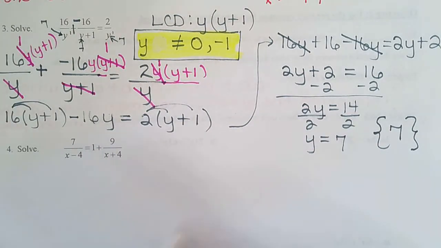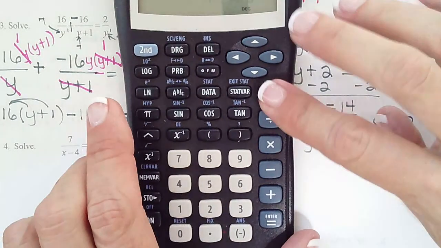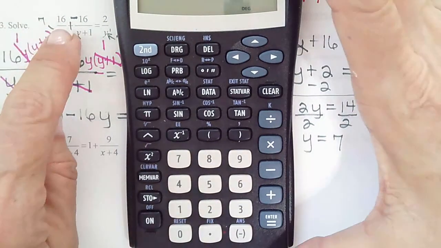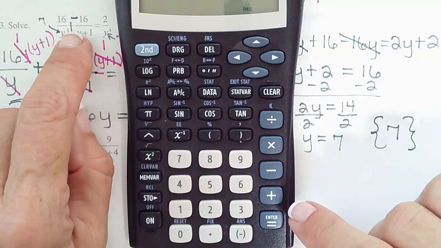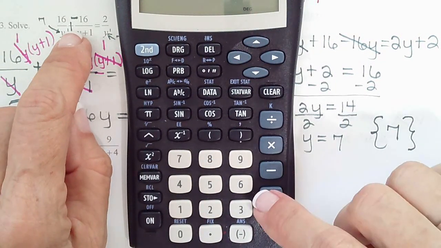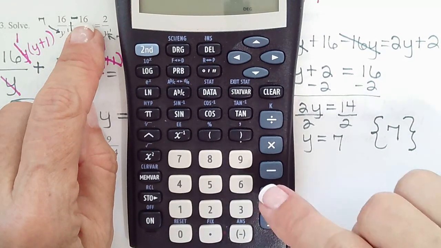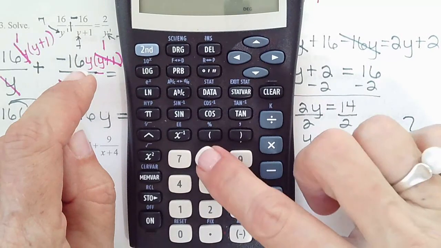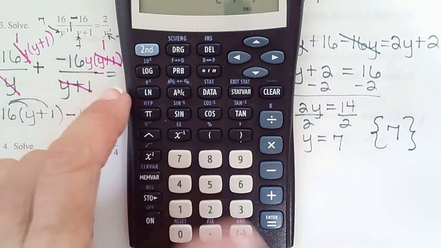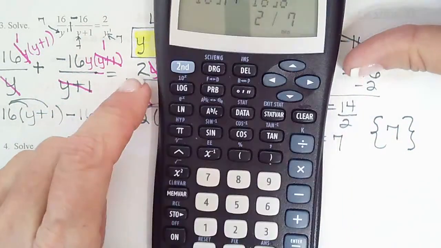So we're going to do 16 sevenths. And like I said, you can do it all on your calculator. So 16 fraction bar 7 minus, or we can do plus a negative, plus negative 16 fraction bar 7 plus 1 is 8. Hit enter. And if we've done it correctly, it should give us 2 sevenths.